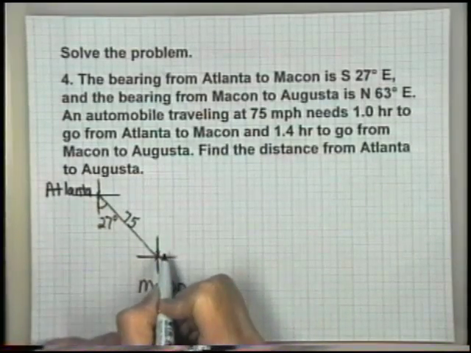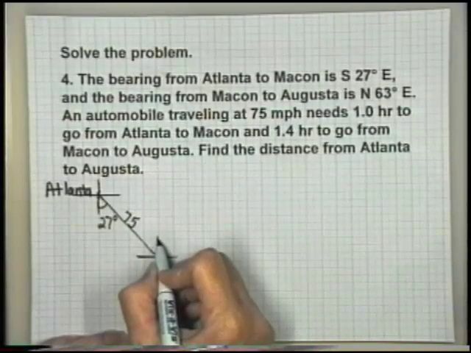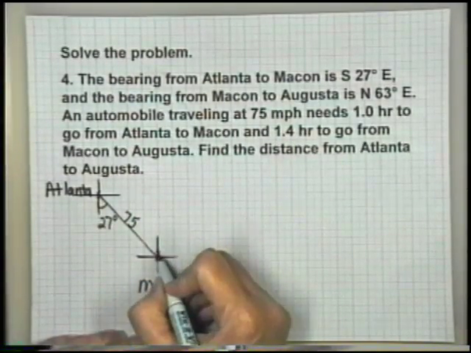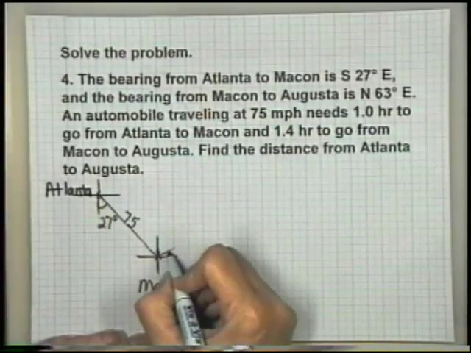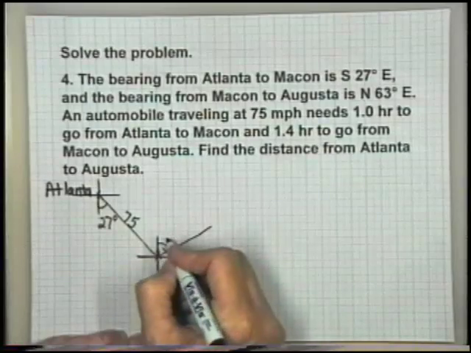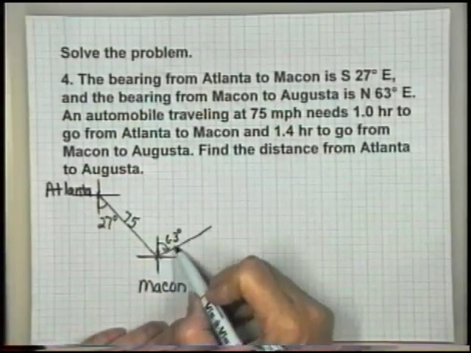It just helps me be a little more accurate with my bearing. So north, and then 63 degrees east would be this direction. Of course, I know all the way down is 90. So I'm just going to estimate that I know that angle is 63 degrees.